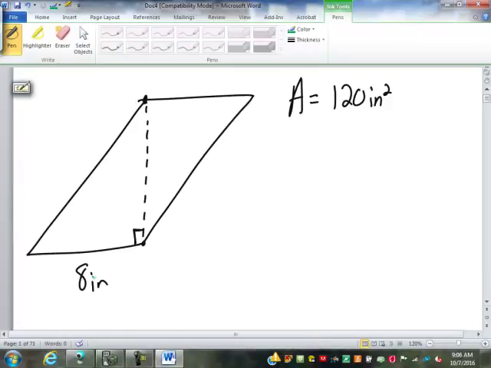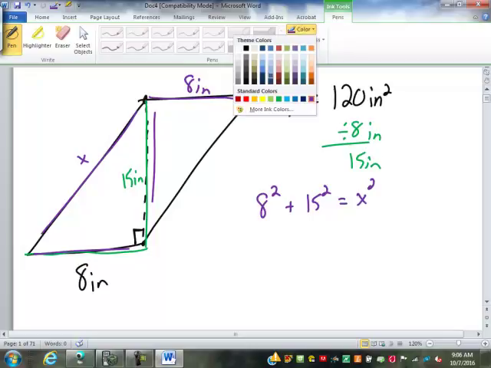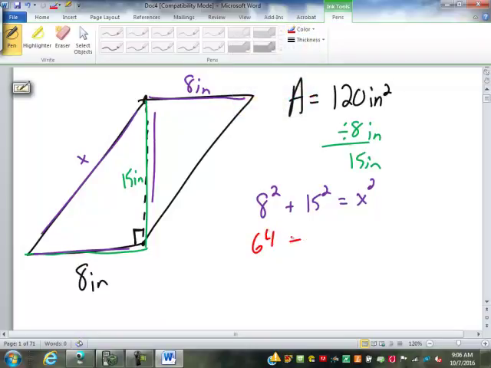So I know the area is 120. It's going to be found by multiplying this dimension by that dimension, correct? So if I divide this by 8 inches, I get 15 inches. So this must be 15 inches. I know this side must be 8 inches. I can find this side by using the right triangle. 8 squared plus 15 squared equals, if I call that x, x squared. 64 and 225 add up to 289. So square rooting that gives me 17 inches.